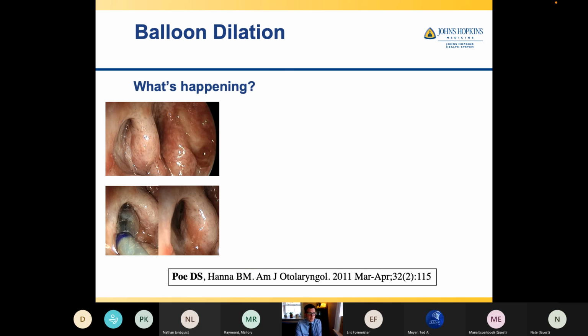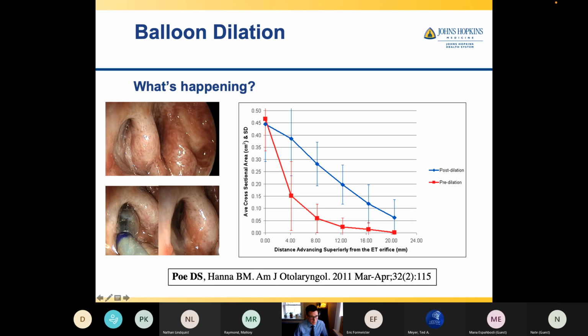So what's happening when you balloon dilate? This is a cadaver study that Dennis and colleagues published in 2011. What they found is that after the balloon dilation, this is distance from the eustachian tube orifice, the area where the balloon was inflated, the cross-sectional area is larger, unsurprisingly, in the space where the balloon was inflated. So pre-dilation is in red, post-dilation is in blue. So yes, at least immediately after dilation, it seems like it gets a little bit bigger.